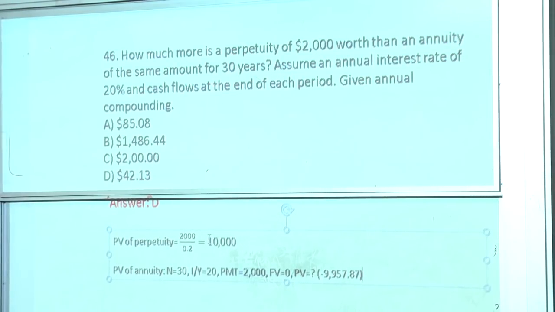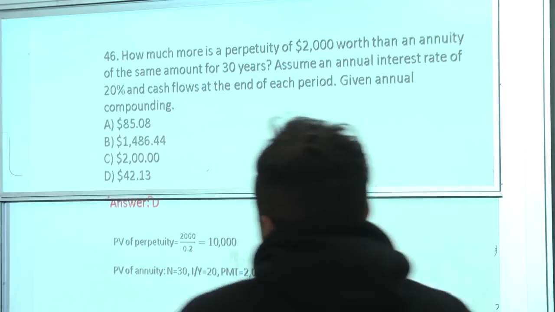And how much more? We just subtract the 9,900 from 10,000. This is a negative sign, doesn't make any mathematical sense. It's just a cash outflow, right? We should put a positive here. It's negative. It's just an outflow. It doesn't matter. So you just subtract 9,900 from 10,000. Okay, it's about $42. Okay, all right. Question?